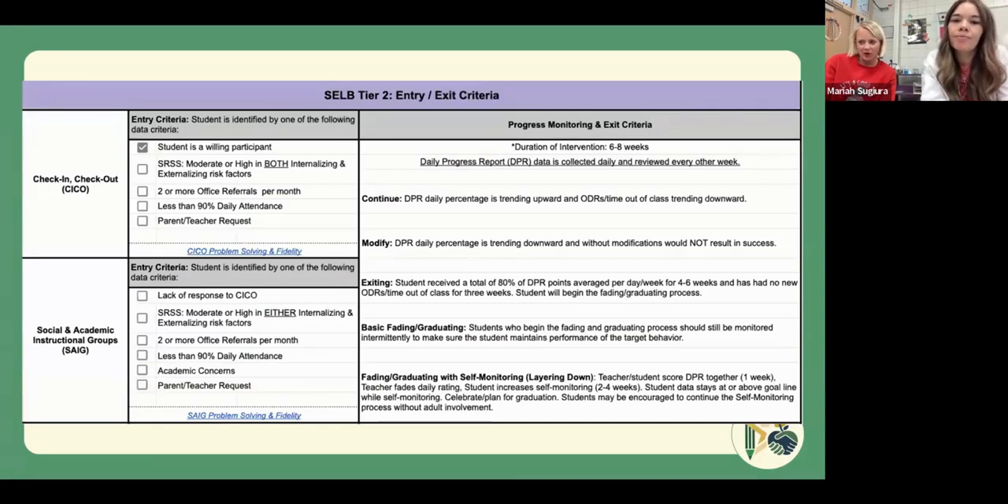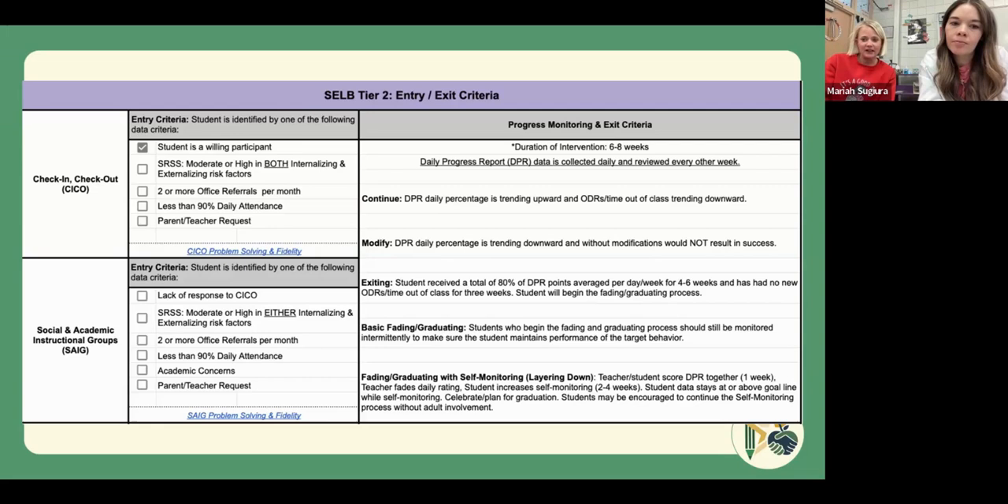Check In, Check Out is a classroom-based behavioral intervention system designed to support student success throughout the school day. Students participating use a daily behavior chart to track their progress towards specific goals. Each morning, the student has a specific mentor, someone in the school who helps build a positive relationship with them. This interaction provides encouragement and helps the student start off the day on a positive note.